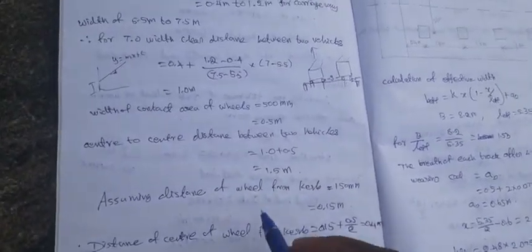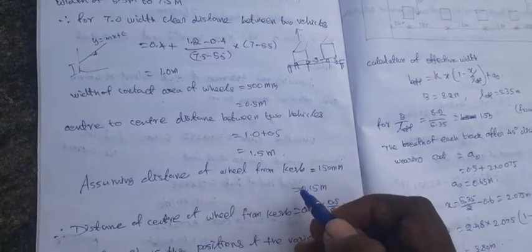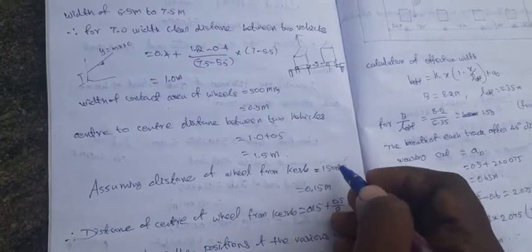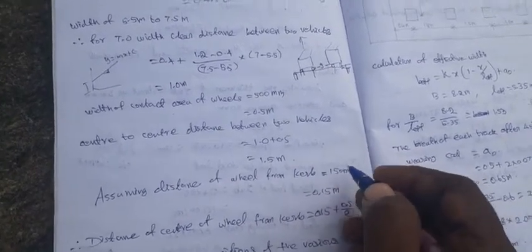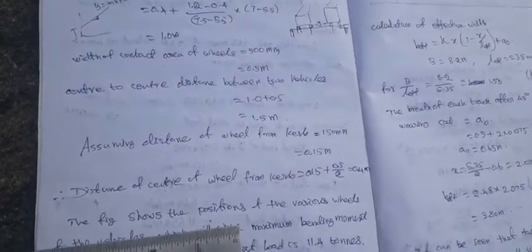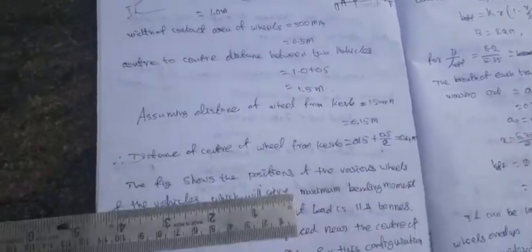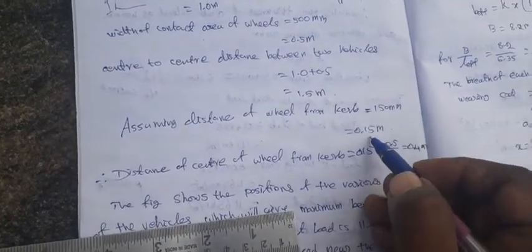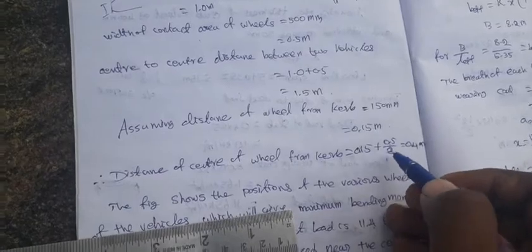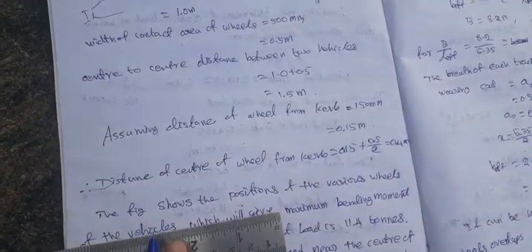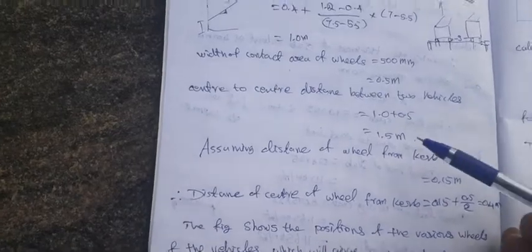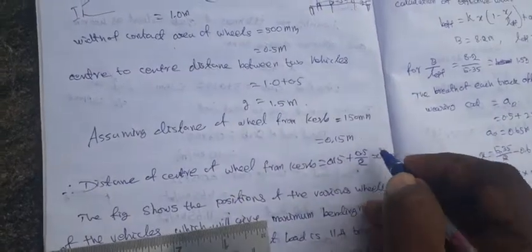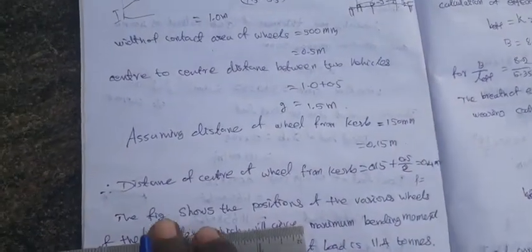So assuming a distance of a wheel from the curb is 150 mm. We know from IRC the value of the distance between the curb and wheel should always be 150 mm for class A loading. So here the distance of the center of the wheel from the curb is 0.15 plus contact area by 2, so 0.5 by 2, so 0.4 meter. So this is the value of F, and here 1.5 meter is the value of small g. Just imagine.